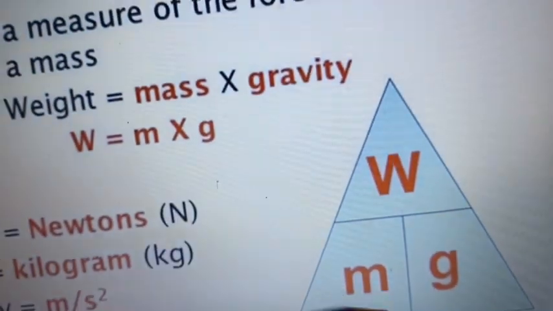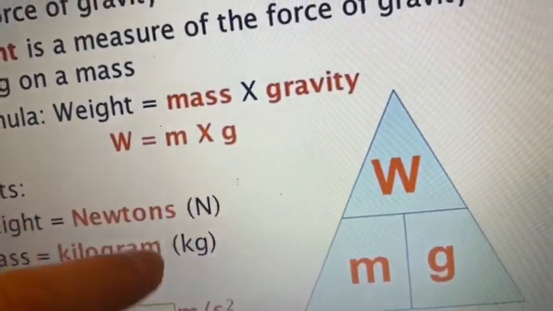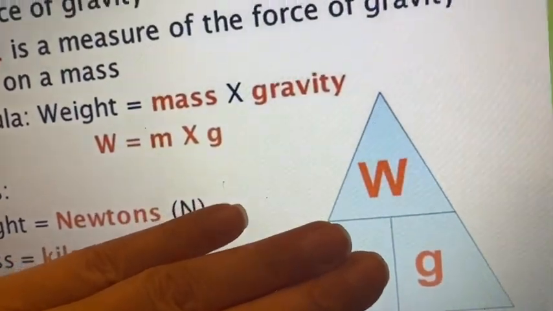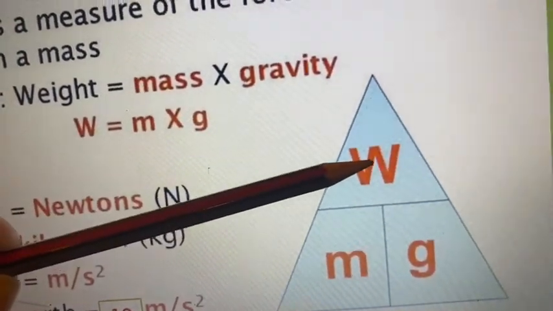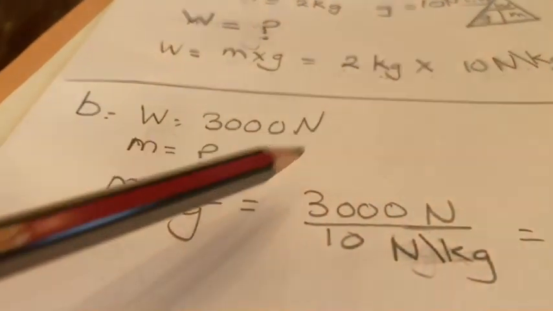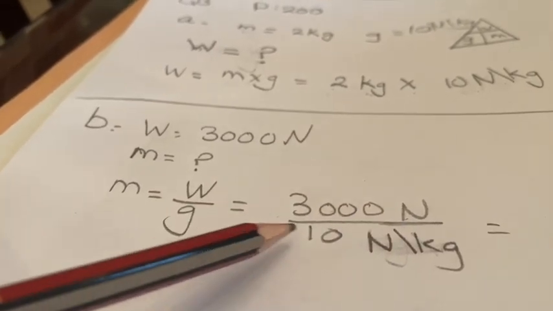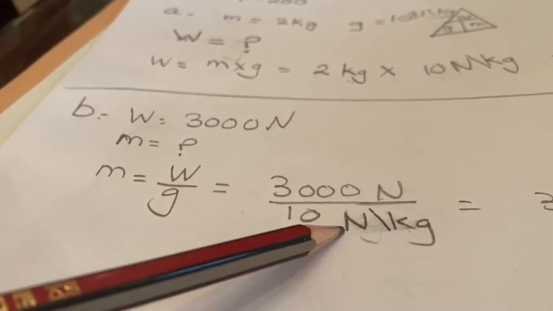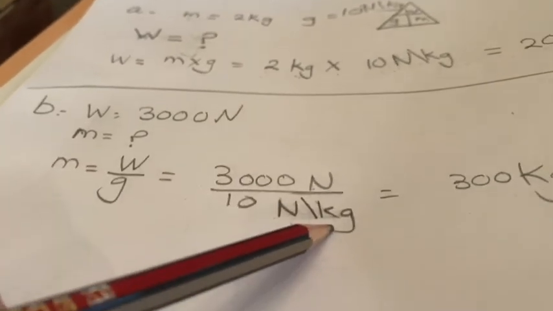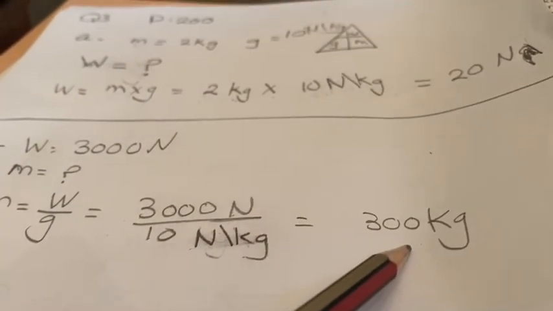B, the mass of the object, which weighs 3,000. So they give us the weight. I have to calculate the mass. Go to the triangle. The triangle says that I have to hide the mass because the mass is unknown. So the rule will be W, weight over gravity. So the weight is 3,000 newtons. Again, don't forget the units. And the gravity force is 10 newton per kilogram. So it will be 300.